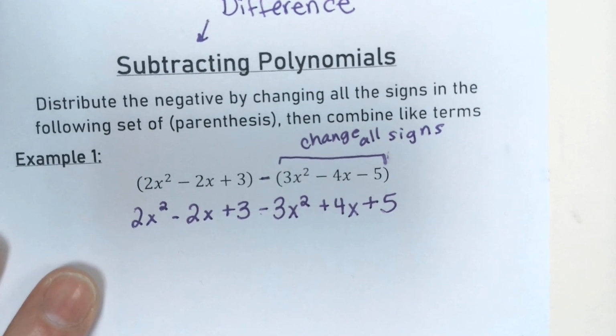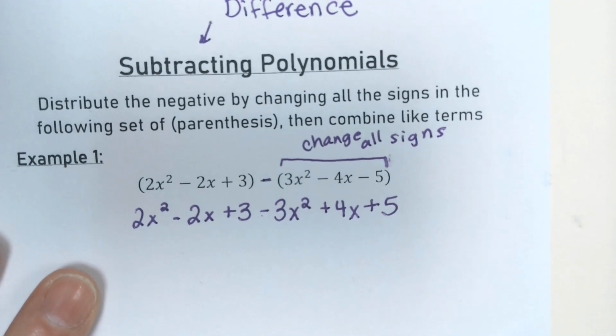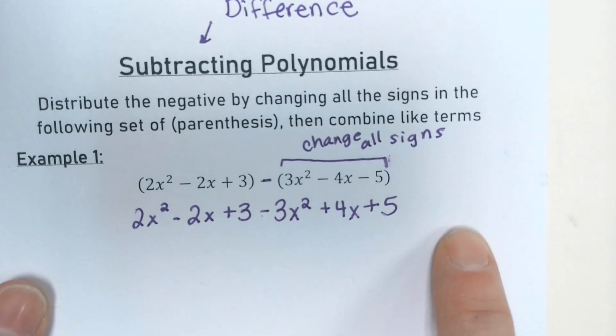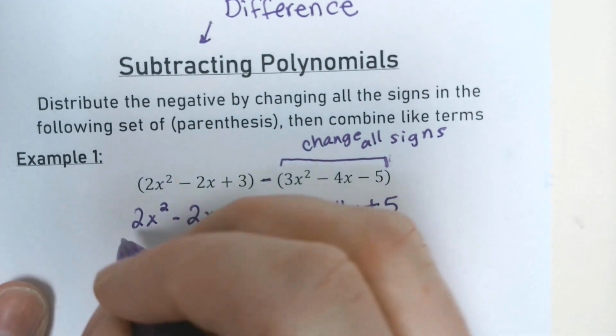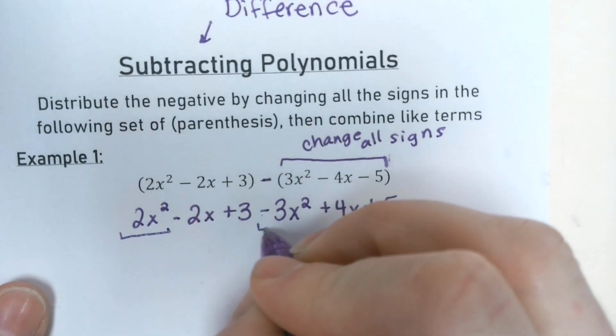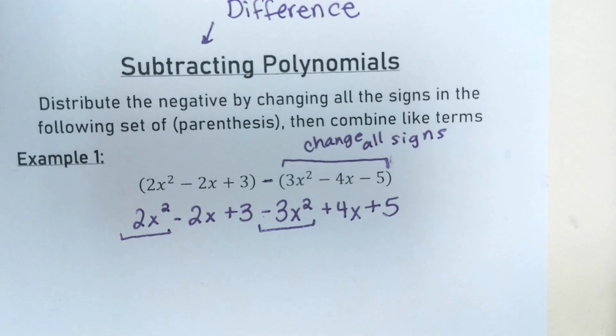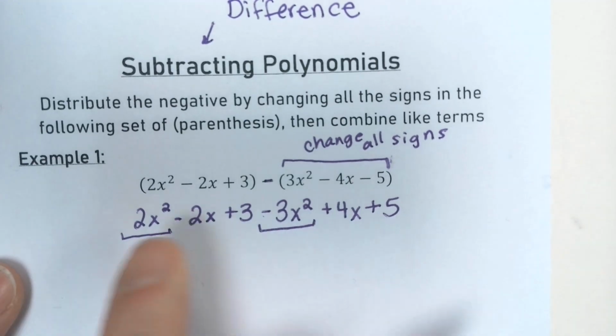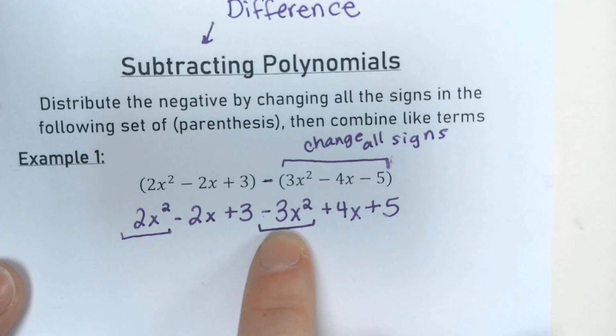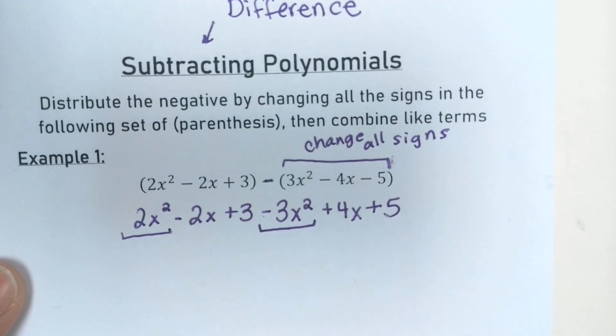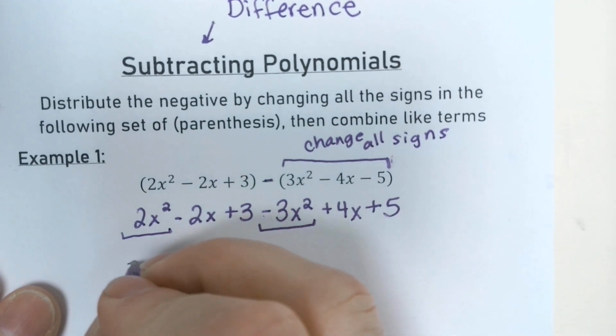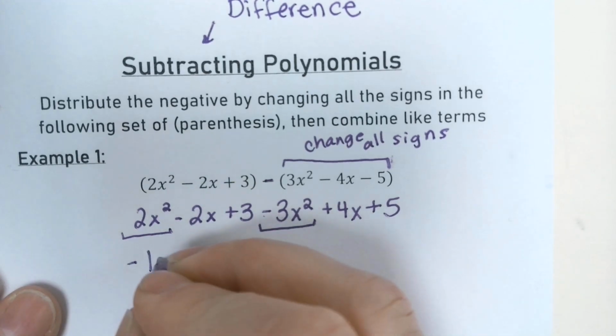So now it looks similar to what we did yesterday. We're going to combine like terms, and you want to write it in descending exponent order. So my biggest exponent here is 2. I'm going to put a little bracket underneath all the x squareds. So I have 2 minus 3. If you struggle with positives and negatives, put it in your calculator. 2 minus 3. It's -1. Keep your x squared.